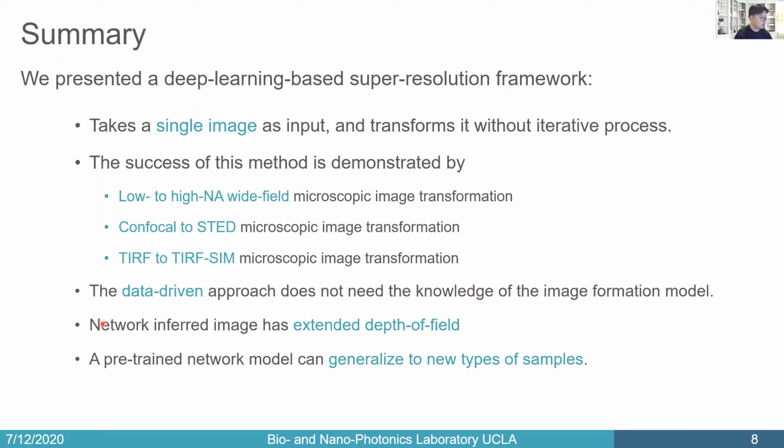The network inferred image also has extended depth of field, as demonstrated with the blood vessel. We also observed that a pre-trained neural network model can generalize to new types of samples that the network has never seen before.